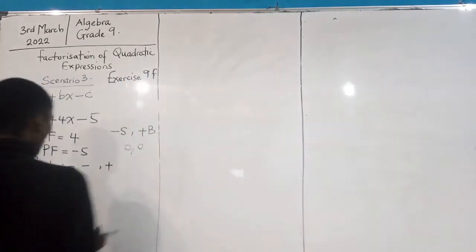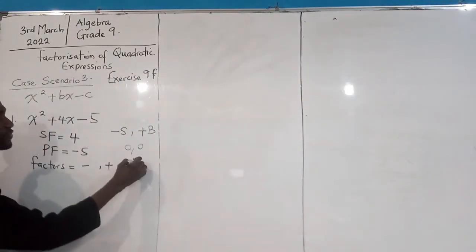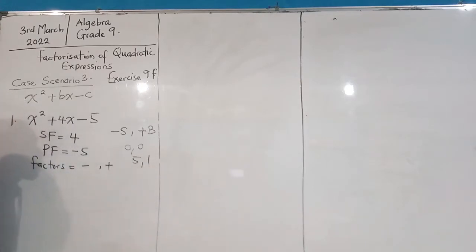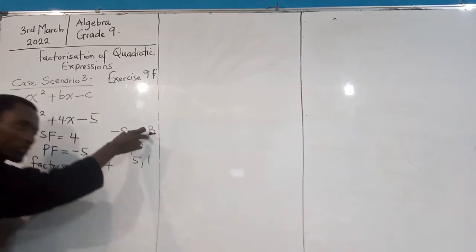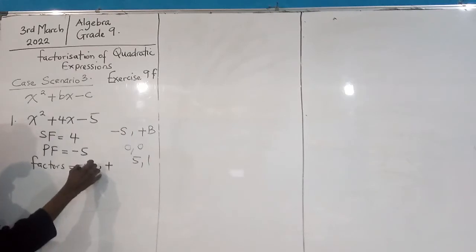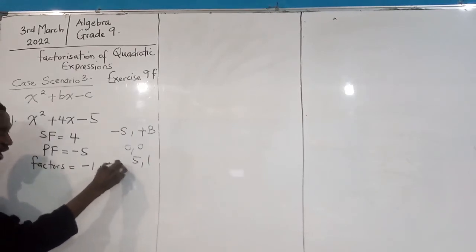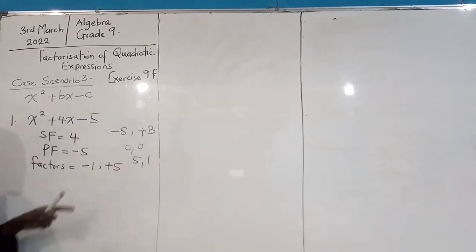Beautiful. Now, I'm going to multiply 5 and 1. Now, how do I place them? Which one will be positive? 5. Beautiful. Because we have said that the bigger number has to be positive. So I'll have here 1, and I'll have here 5. Now, this is where you have to be very careful when you are arranging.